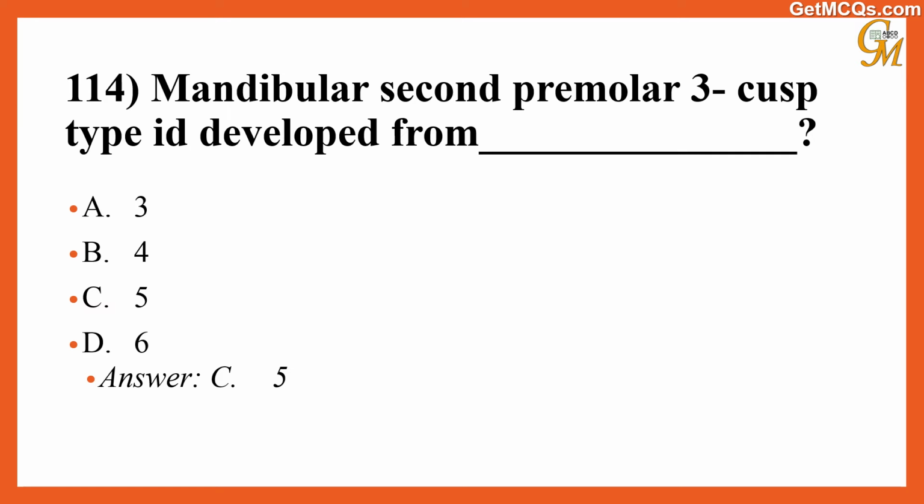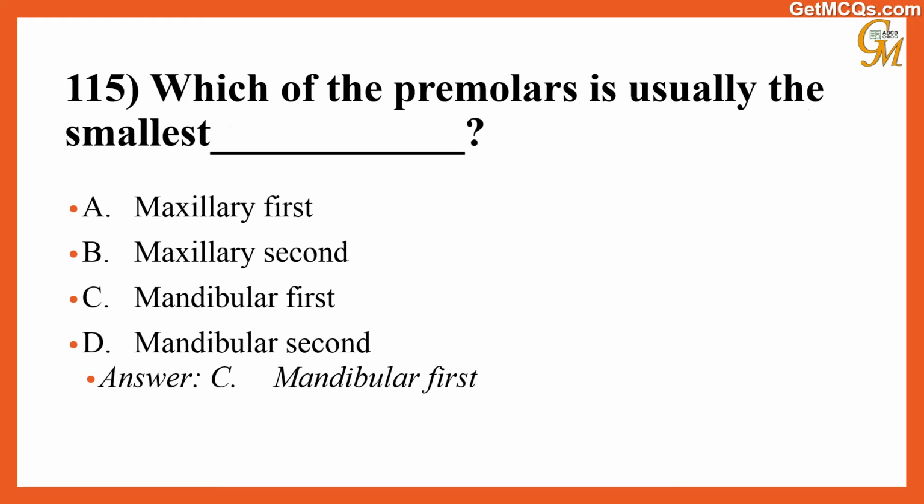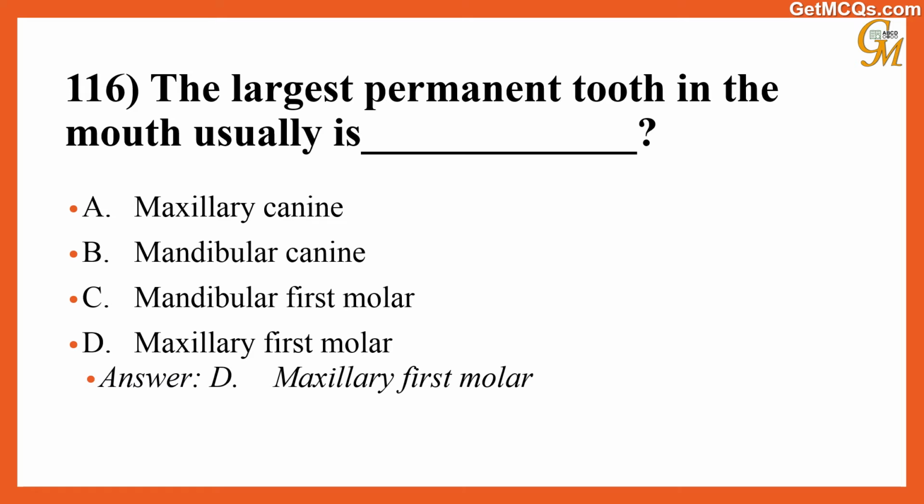114. Mandibular second premolar 3-cusp type is developed from? Answer: C. 5. 115. Which of the premolars is usually the smallest? Answer: C. Mandibular first. 116. The largest permanent tooth in the mouth usually is? Answer: D. Maxillary first molar.